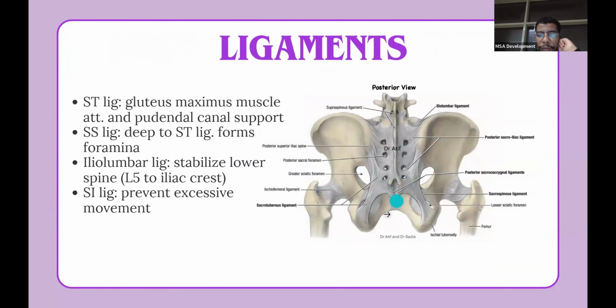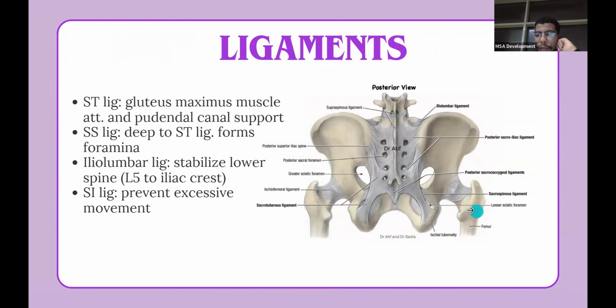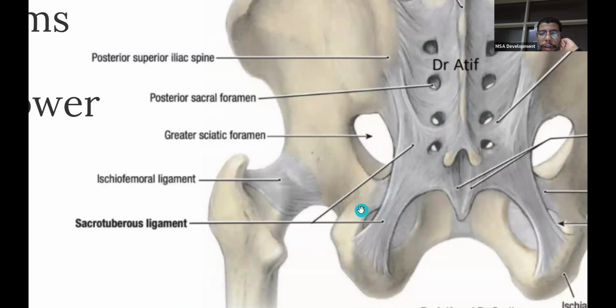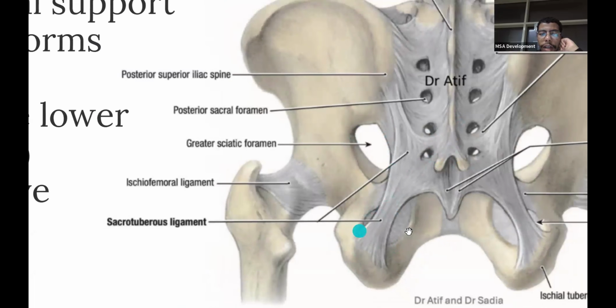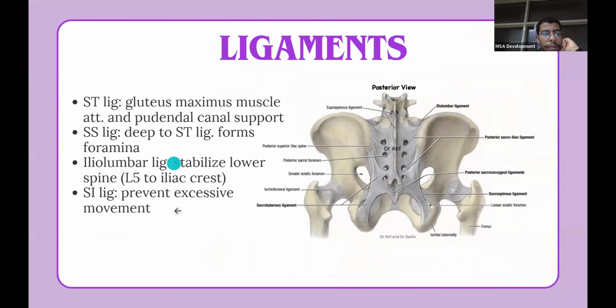So here we have the sacrotuberous ligament, as we said, from the sacrum towards the ischial tuberosity. What else do we have? We have the sacrospinous, as you can see here at the back. Let me zoom in. This is the ischial tuberosity. Here we have the ischial spine. From the sacrum to the tuberosity, we have the sacrotuberous ligament. From the sacrum to the ischial spine, the sacrospinous ligament. Here we have the greater sciatic foramen and the lesser sciatic foramen at the bottom. I think that's all you need to know from the side.